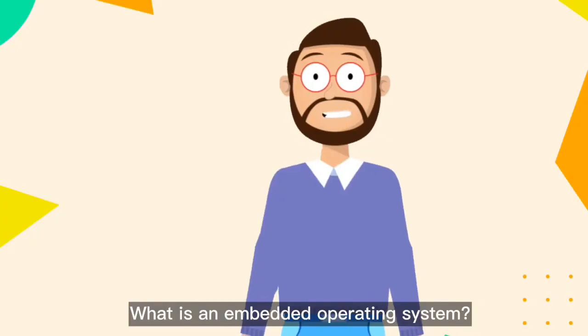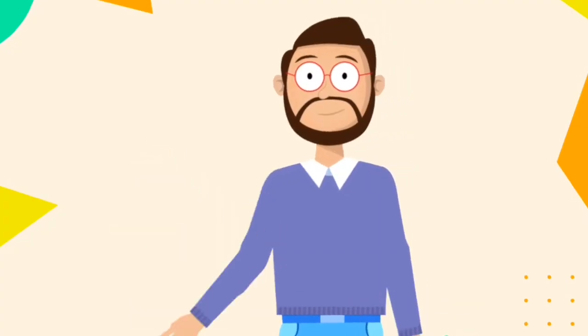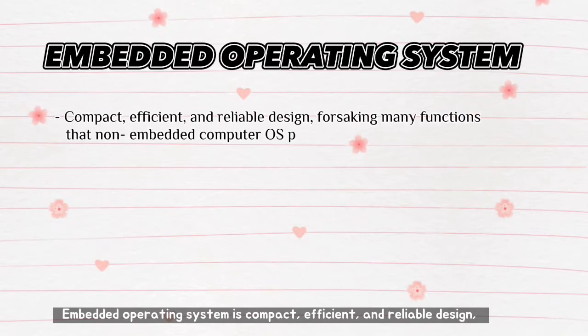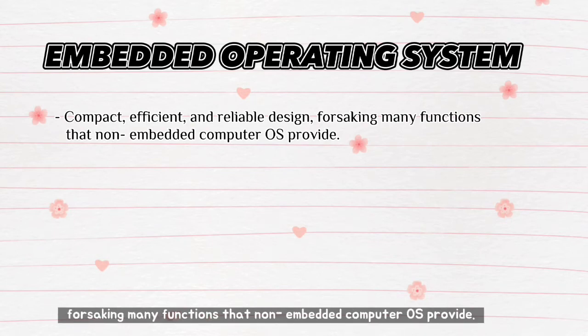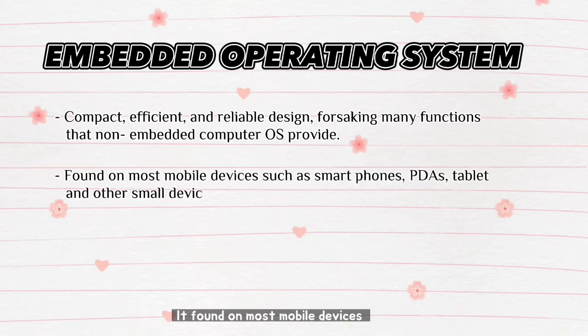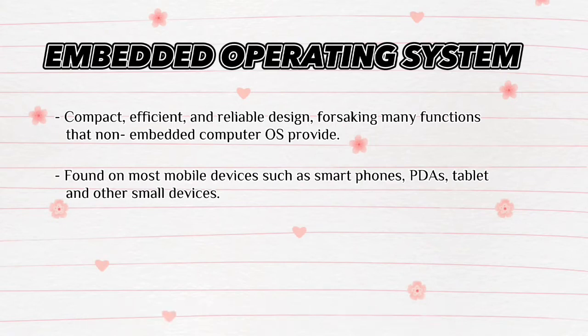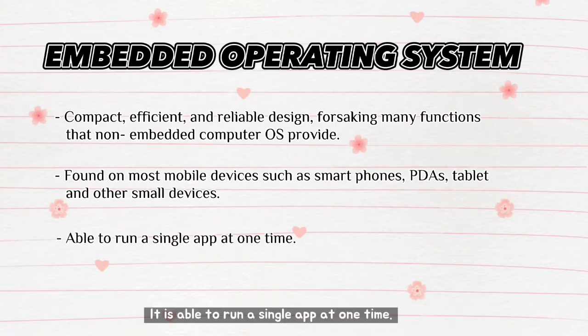What is an embedded operating system? Embedded operating system is a compact, efficient, and reliable design, forsaking many functions that non-embedded computer OS provide. It is found on most mobile devices, such as smartphones, PDAs, tablets, and other small devices. It is able to run a single app at one time.